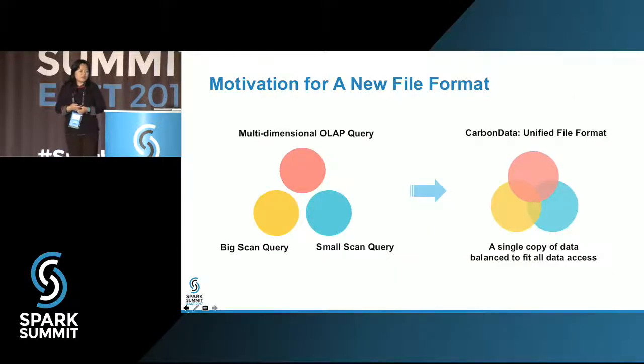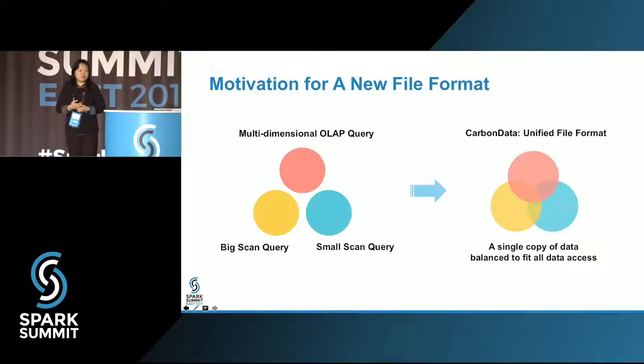Even with so many options out there, we are still having a hard time picking a system which is capable of doing all 3 different types of query processing we listed here. Big scan queries, which require high throughput big scans of a huge table, or fast random access with a small scan type of query, or very low latency on multi-dimensional OLAP type of queries.